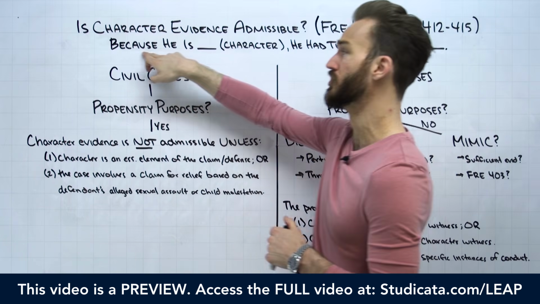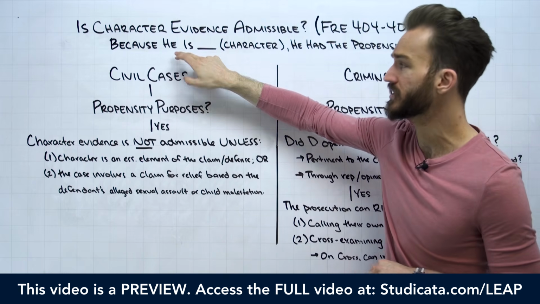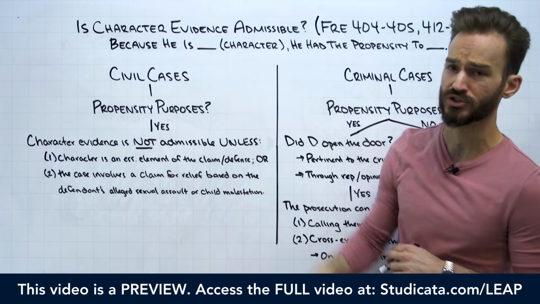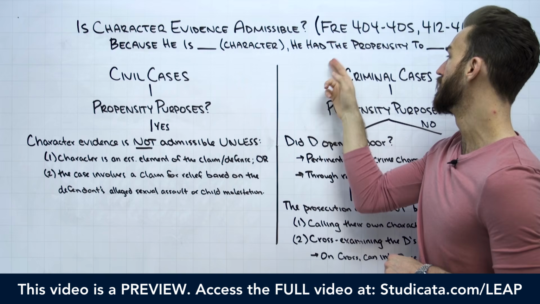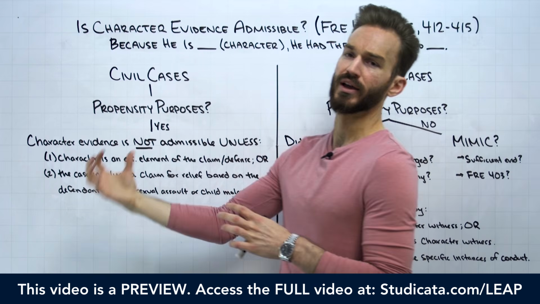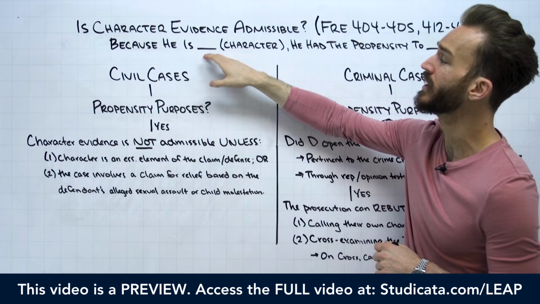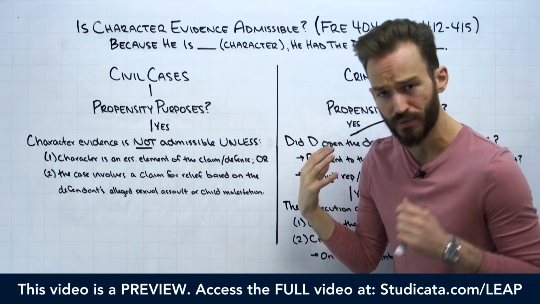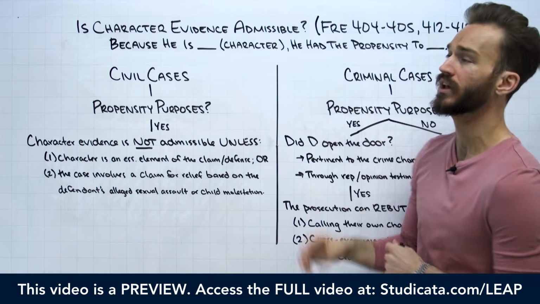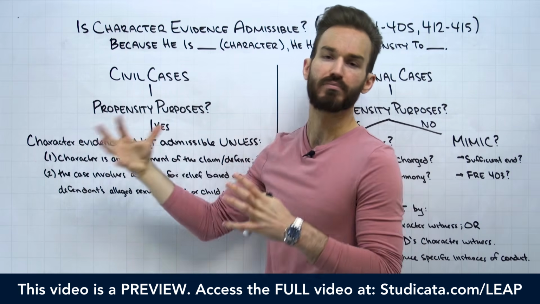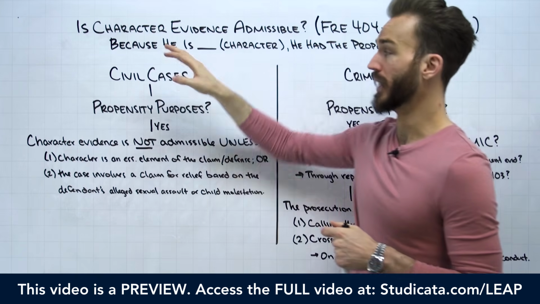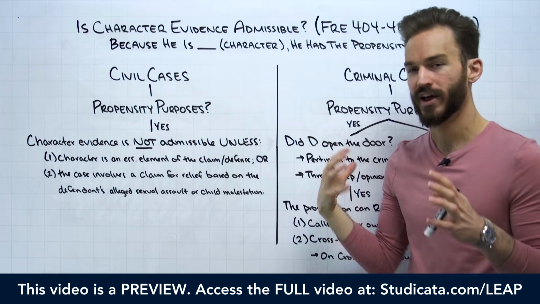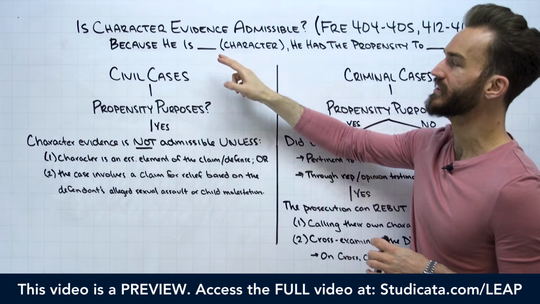You can actually do this. You can say, because the defendant has committed sexual assault in the past, he had the propensity to commit sexual assault against me. Or because the defendant has committed child molestation in the past, he had the propensity to child molest me, right? Or whatever. Forgive the bad phrasing there. But the idea is simple, right?